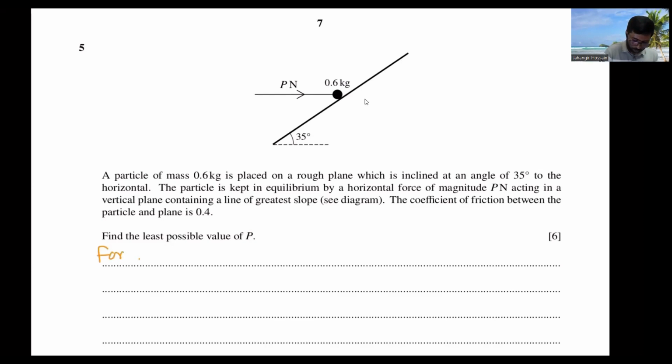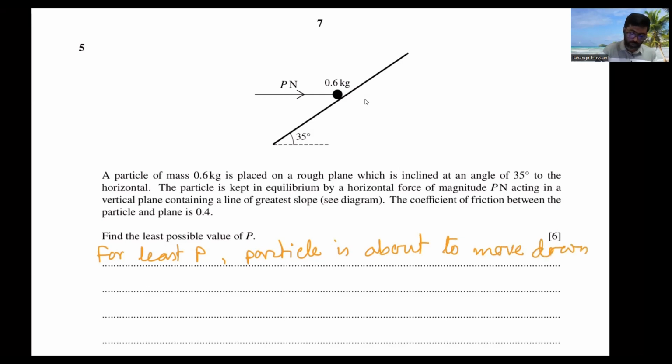So for least P, the particle is about to move down the plane. Okay. So it is about to move down the plane. That is, it is in limiting equilibrium and friction should be up the plane.